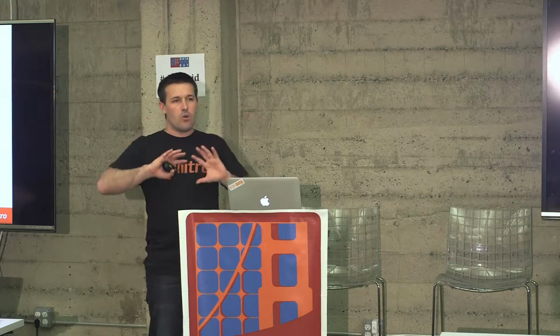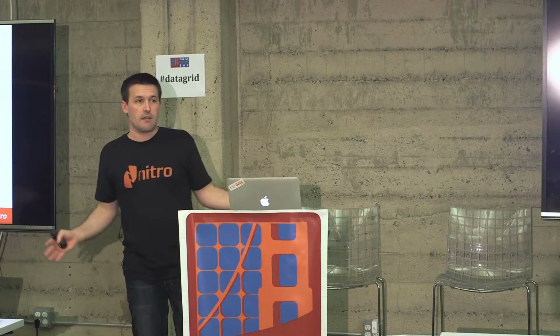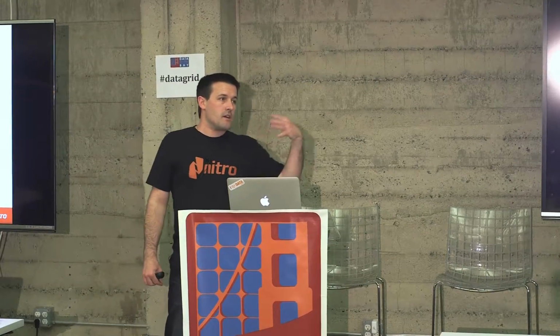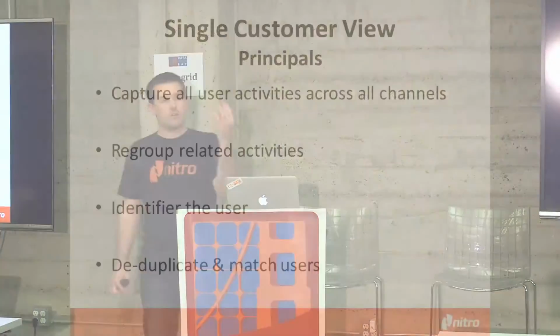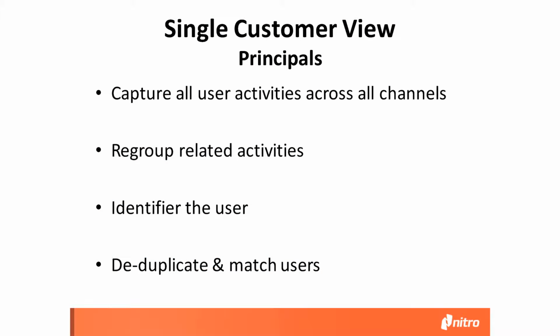It is taking all the signals from all the channels that we can have. Customers can interact with us on mobile, on web, on desktop, and on our website. That is all the channels. What we do is capture all the user activity across all the channels. We try to regroup them in related activity all together, and because time is flowing, everything happens one after the other, so we need to understand when an action happens versus another one.